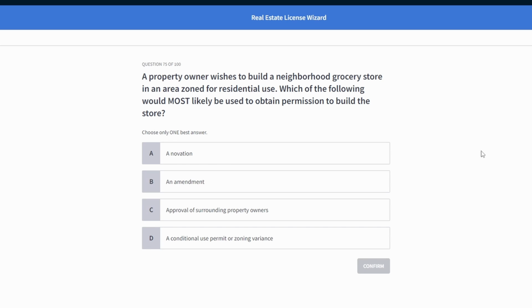Next one, 75. A property owner wishes to build a neighborhood grocery store in an area zoned for residential use. Which of the following would most likely be used to obtain permission to build the store? Is it A, a novation, B, an amendment, C, approval of surrounding property owners, or D, a conditional use permit or zoning variance? So take a moment to think about this one and come up with your answer.